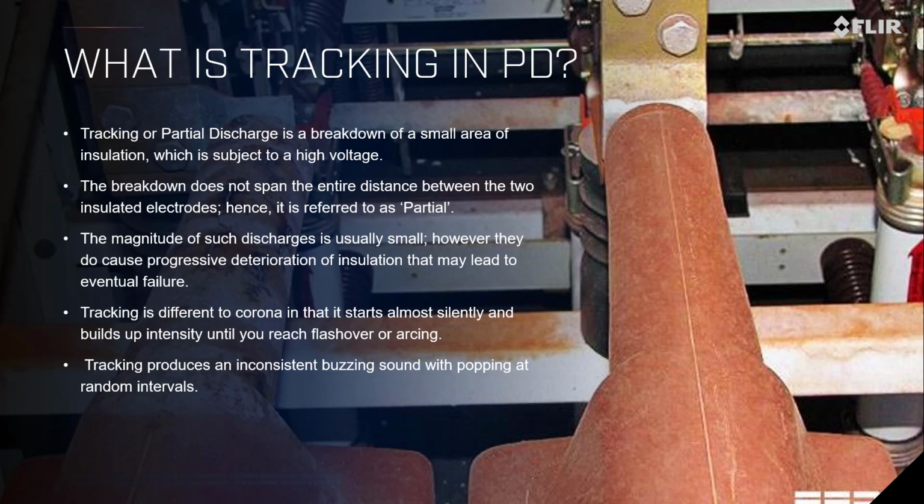One of the other methods of classification for partial discharge that we've just mentioned was tracking. And when you look at tracking, it's a breakdown of a small area in the insulation. Tracking is different than corona, and it starts almost silently, right? You don't really hear it, like the big buzzing sound we talked about for corona, until you actually hit a flashover or marking event, which may create some intermittent buzzing or popping. But this is random, right? It's not a constant buzzing like corona produces.